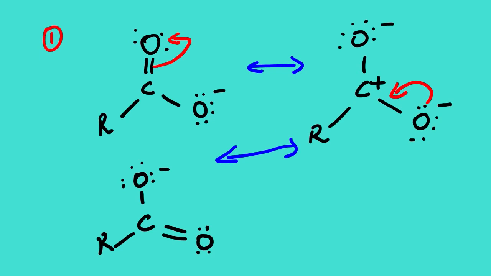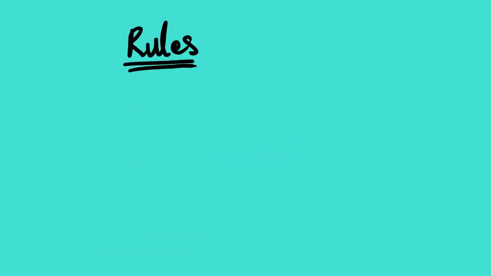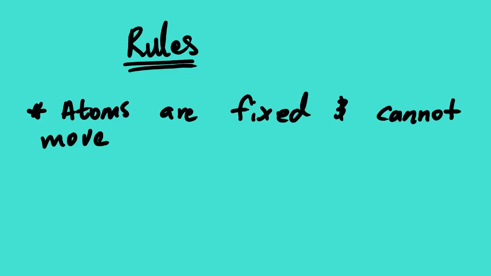This is one of the examples. Now let us explain the ways we can actually do this. There are certain rules that we follow when drawing resonance structures. Now the first rule, atoms are fixed and cannot move. Now the only things that take part in the resonance, it's only the electrons, the pi bonds and the lone pairs. So the atoms cannot move, cannot change positions.